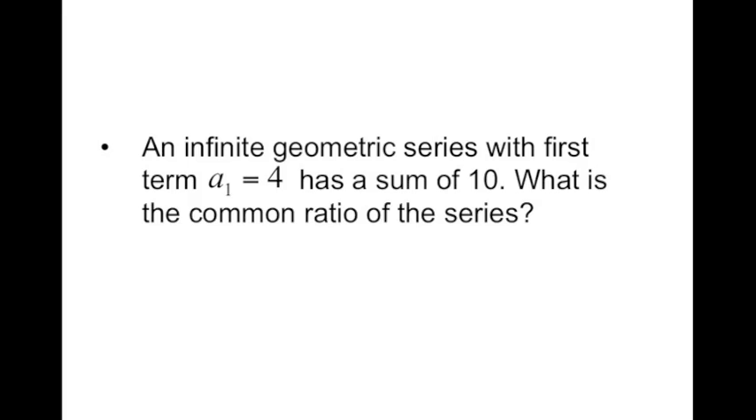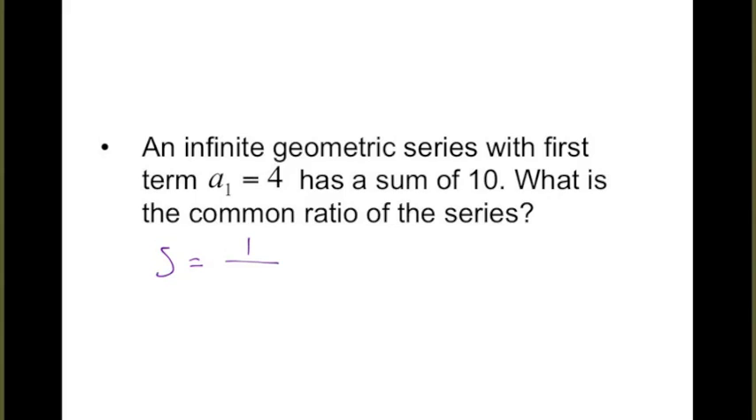An infinite geometric series has a first term of 4 and a sum of 10. What is the ratio? So our formula is S is equal to A sub 1 over 1 minus R. And by the way, again, this formula, as with all the other ones that we've had in this chapter, does not need to be memorized for the test.